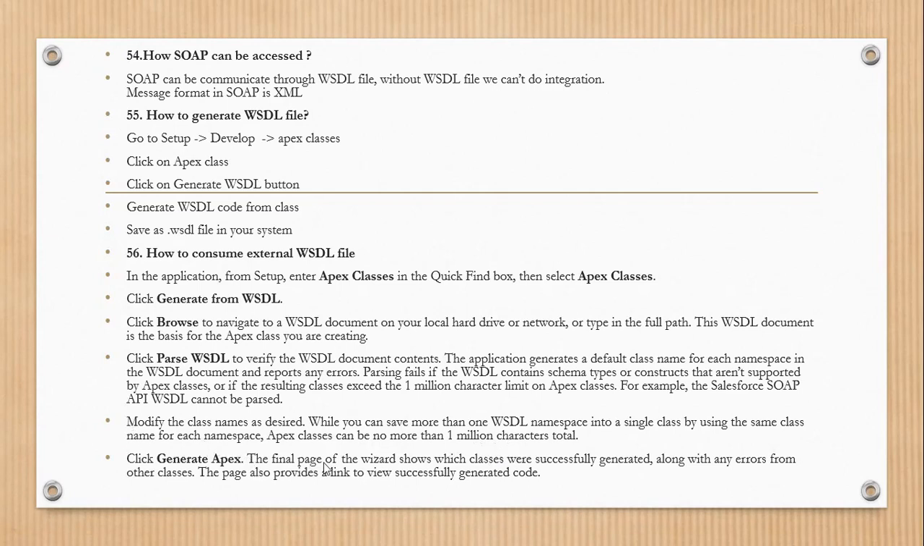Click Generate Apex. The final page of the wizard shows which of the classes were successfully generated, along with any errors from other classes. The page also provides a link to view the successfully generated code.